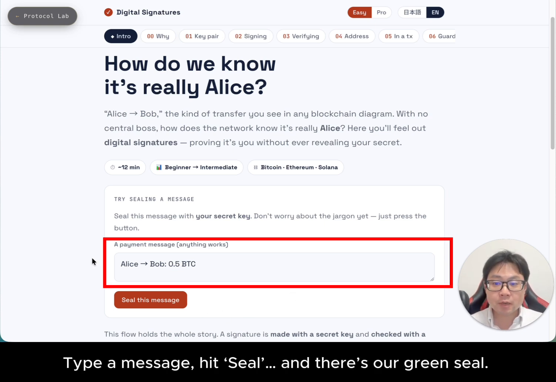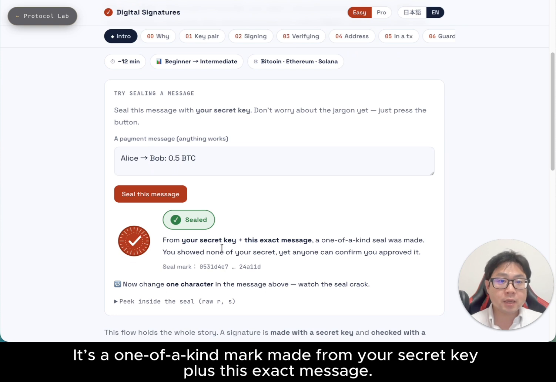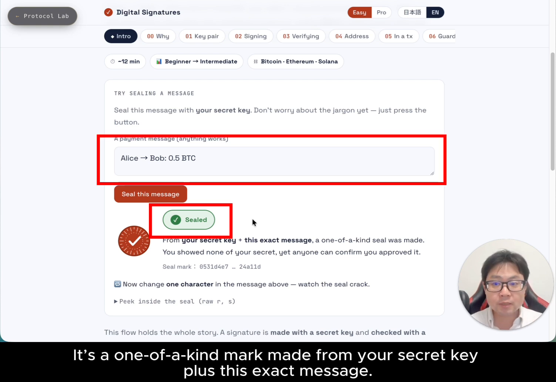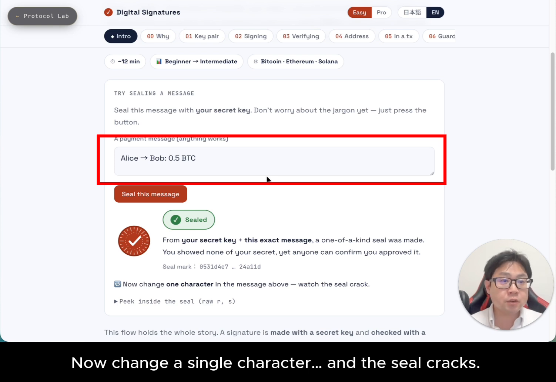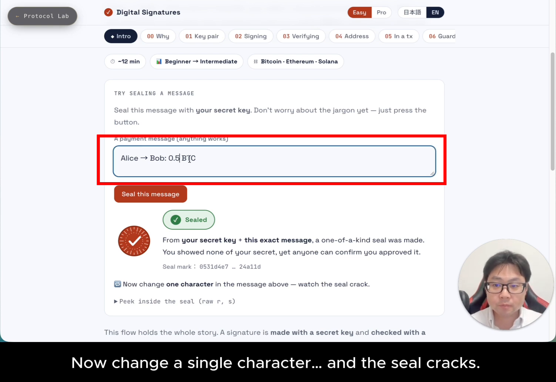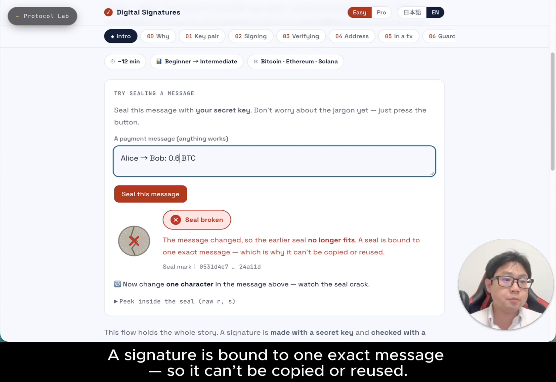Type a message like this and hit seal. And now there is our green seal. It's a one-of-a-kind mark made from your secret key plus this exact message. Now change a single character like this. And the seal cracks. A signature is bound to one exact message, so it can't be copied or reused.